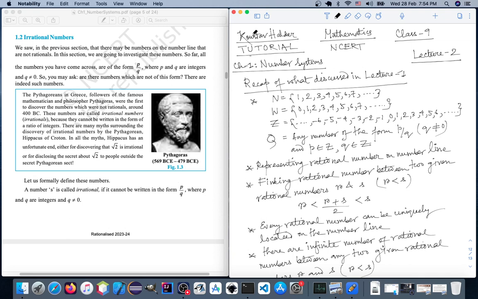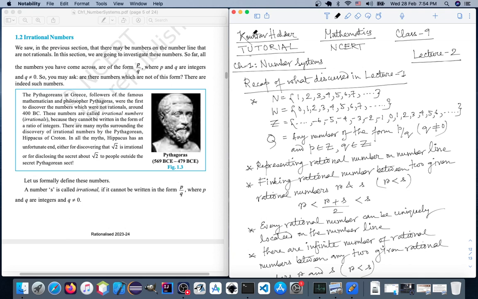Just to give you a brief summary of what we learned in the previous lecture 1: we discussed the natural numbers, the whole numbers, the integers, and the rational numbers. We have learned that the natural numbers, whole numbers, and integers, along with all the numbers that can be written in the form p by q, where p and q are integers, q not equal to 0, together form the collection of the rational numbers. We have also seen how to represent a rational number on the number line.